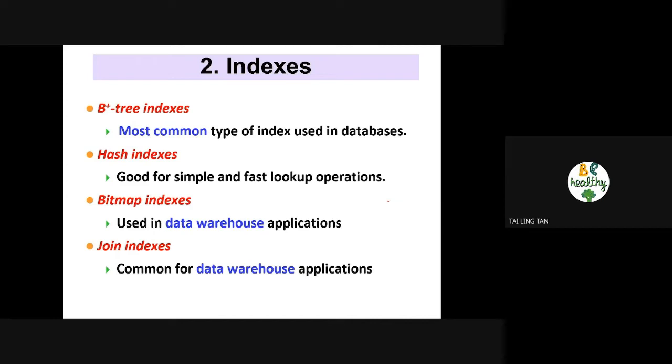We also have the hash index. This one is good for simple and fast lookup tables. You can see from here it says good, not common. It means sometimes it is not really good in some circumstances, so that's why it says only good. After today's class, you may need to go through this again and again, based on the different kinds of database, to see which kind of index is actually better. This one is prepared for your final exam.